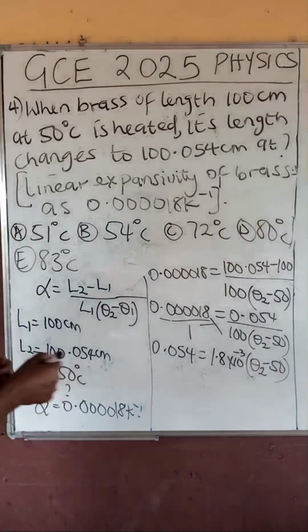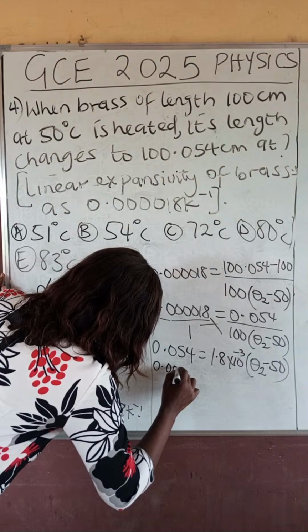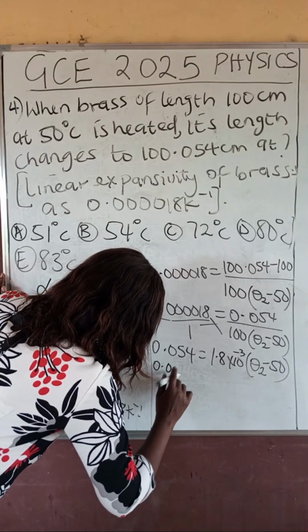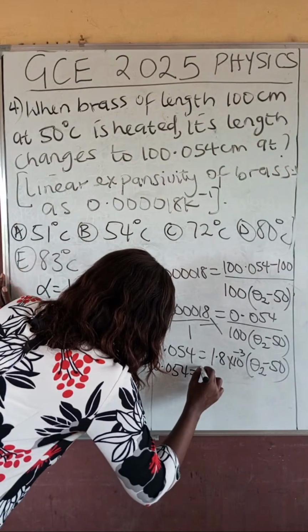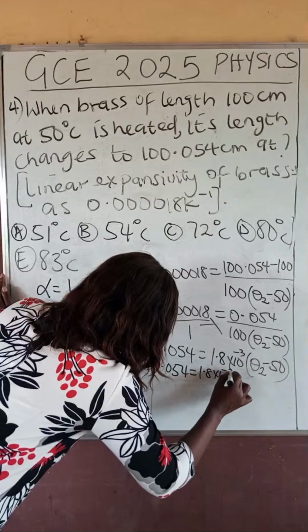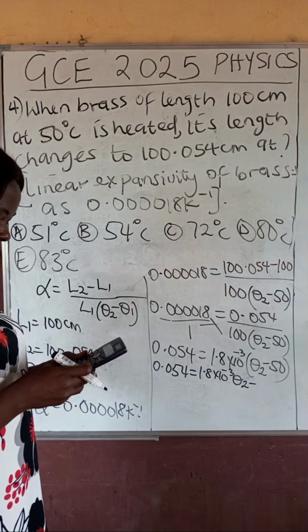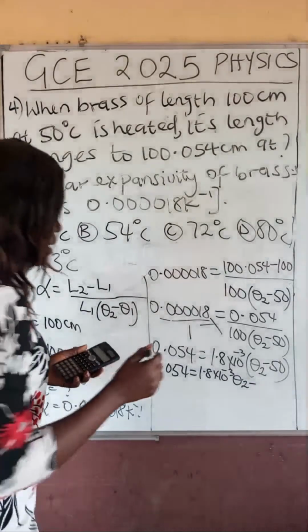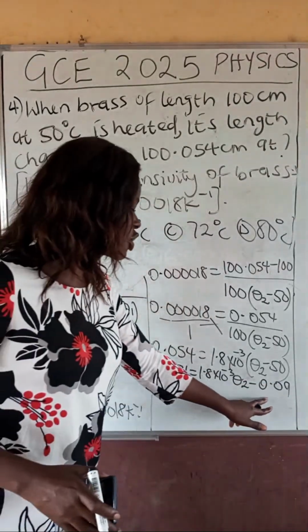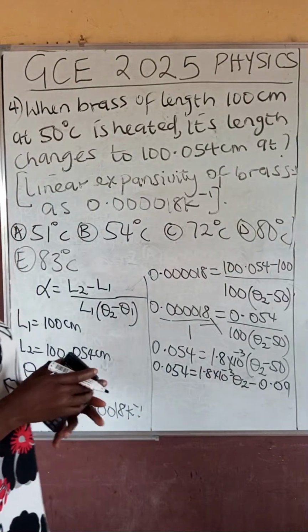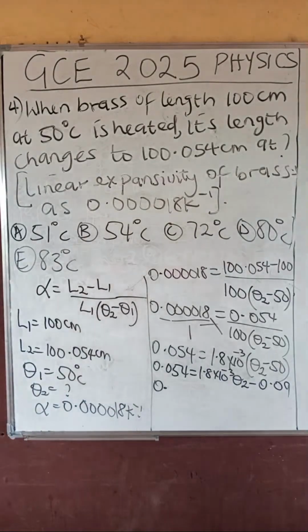So what do I do next? Is to open the bracket. 0.054 is equal to 1.8 times 10 raised to the power minus 3 theta 2 minus, let me multiply to see what I have, times 50. I have my answer to be 0.09. Then if I take 0.09 to this side, I'm going to add.